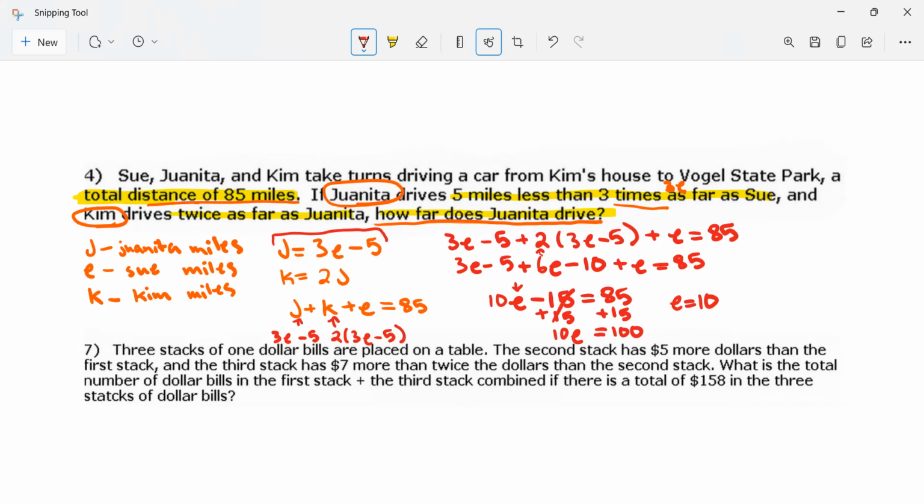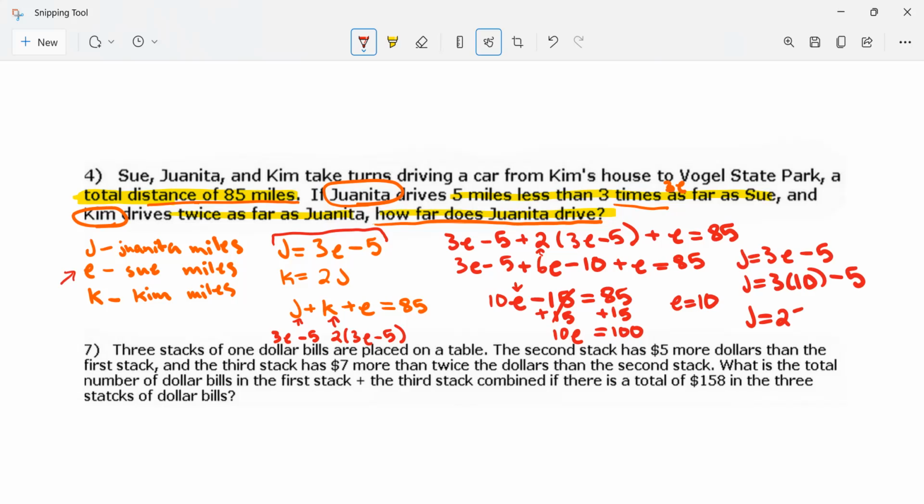But you have to pay attention because we're not done yet. Even though we solved for E, we still have to figure out how far Juanita drives. And E is how far Sue drove if we look back at our key right here. So we're going to use the equation for Juanita, which is J equals 3E minus 5, and we're going to use substitution. So J equals 3 times 10 minus 5. And then we're going to solve that. So 3 times 10 is 30, and 30 minus 5 is 25.